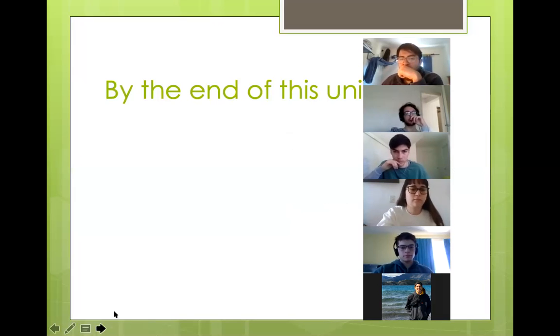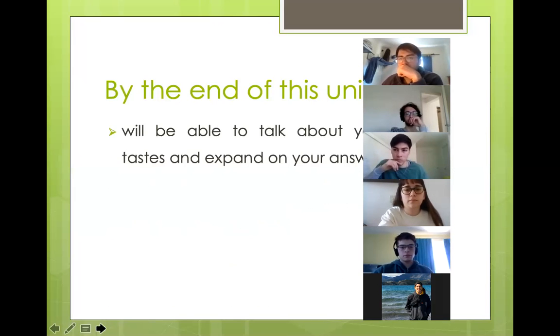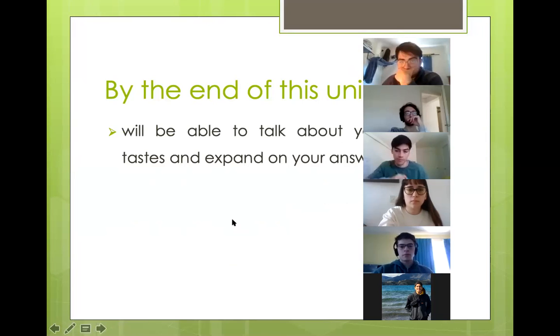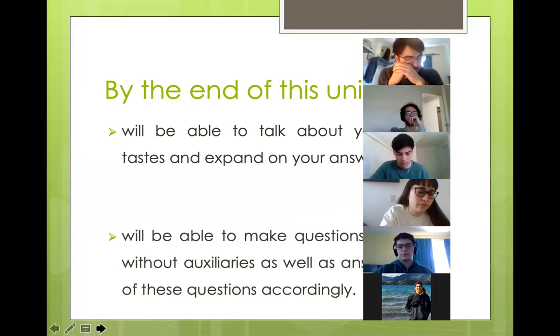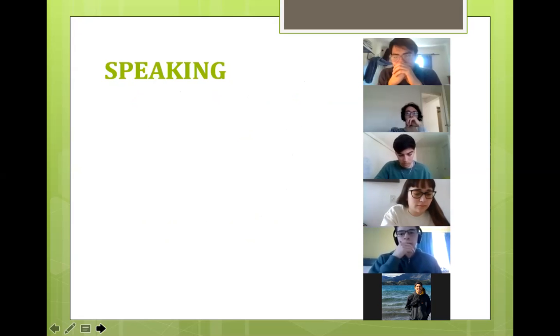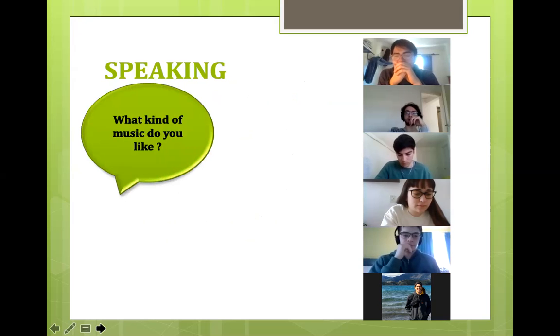What are the objectives of this unit? By the end of the unit, we should be able to talk about our music tastes and expand on our answers. Not only saying, I like rock. But why do you like rock? Okay, come on, give me more information. Second objective, we should be able to make questions with and without auxiliaries, as well as answer each of these questions accordingly. Speaking, introduction. Question number 1.